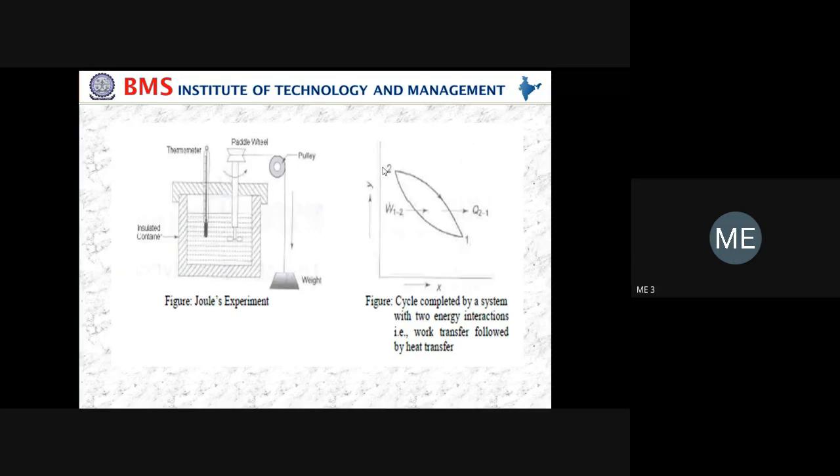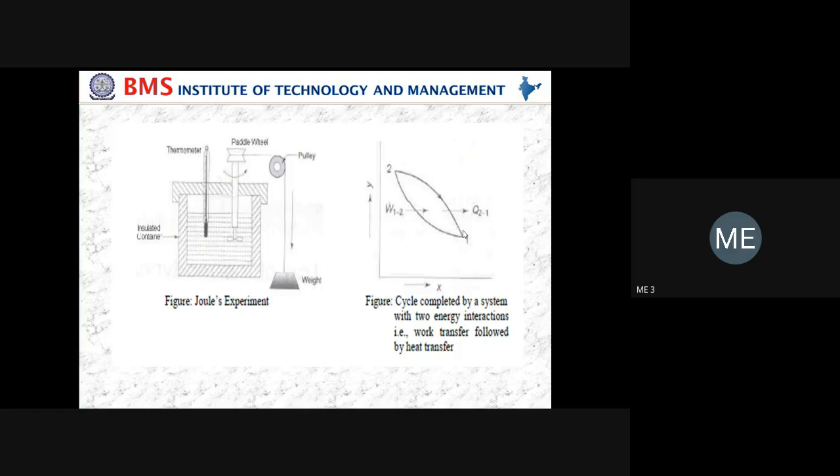There will be heat transfer as you remove the adiabatic wall, a transfer of heat from the system to the surroundings. That is represented by the curve 2 to 1 in the xy coordinate diagram. This is the diagram, and this is the cyclic process. Here the initial and final conditions are the same; that is called a cyclic process.